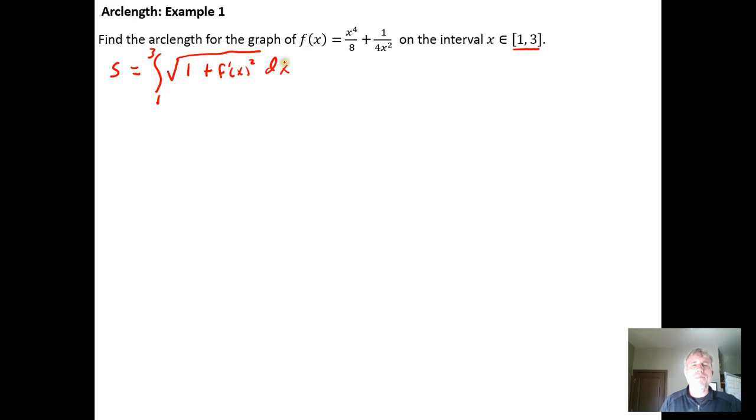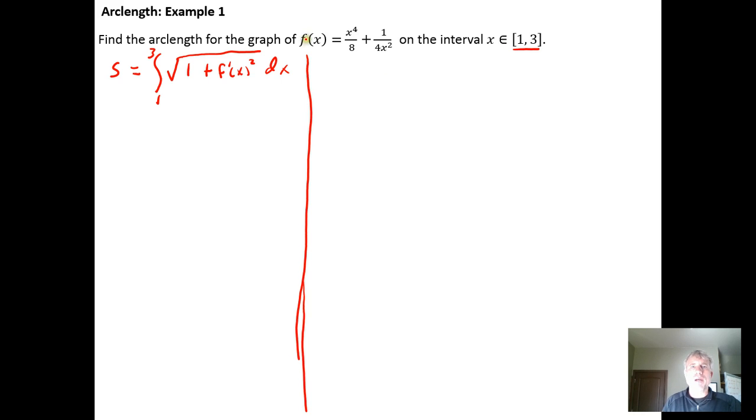dx. So we can see that we're going to need to take the derivative, we're going to need to square the derivative, we're going to need to add 1 to the derivative. So there's a bunch of scratch work in here that I would suggest that you do before you actually try plugging things into the square root symbol.